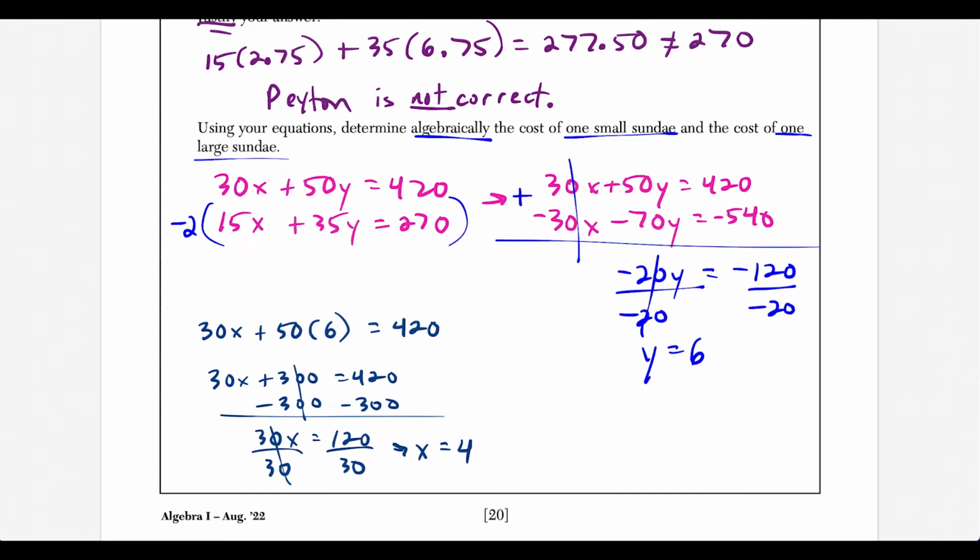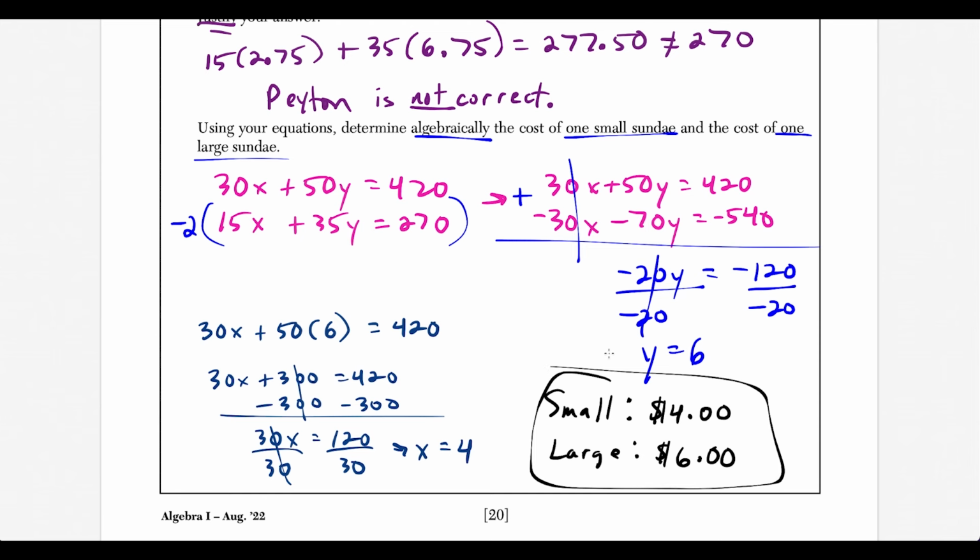So now if we want to write out our answer formally, determine the cost of one small sundae. We could say the cost of a small sundae is $4, because that was the value of x. But now we'll just turn it into money, and the large we just found is equal to $6. So here is our solution to the system of equations.